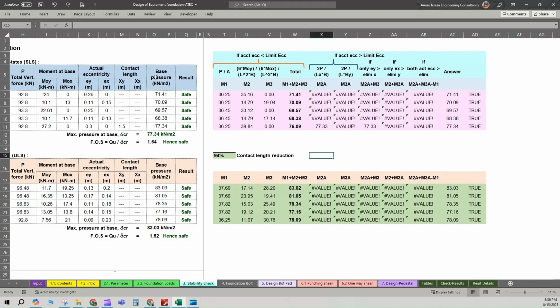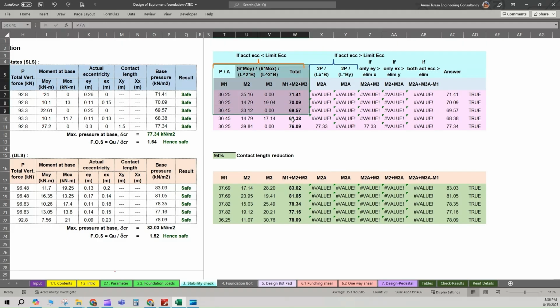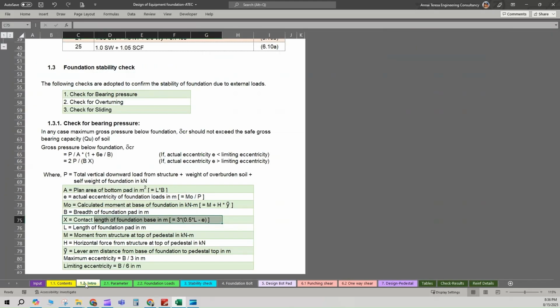So to find the base pressure, we need to understand the criteria as listed here. One is, if actual eccentricity is less than the limiting eccentricity, then we need to apply these equations, whereas M1 plus M2 plus M3, the summation of all these, will give you the base pressure. In case the actual eccentricity is greater than the limiting eccentricity, then we need to find it using these equations.